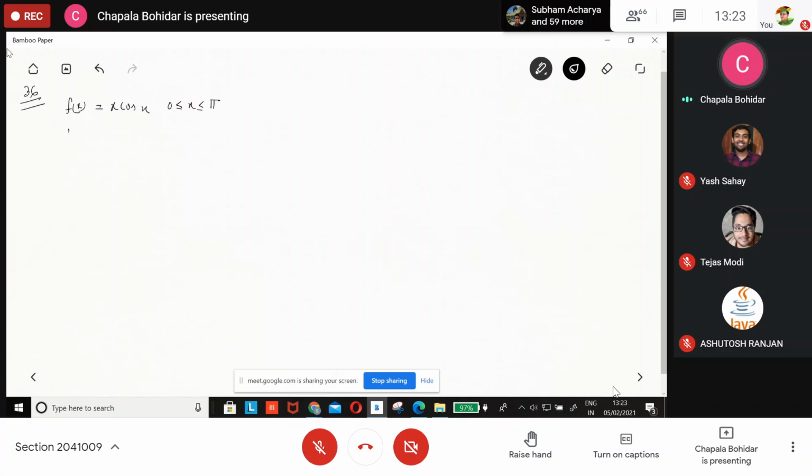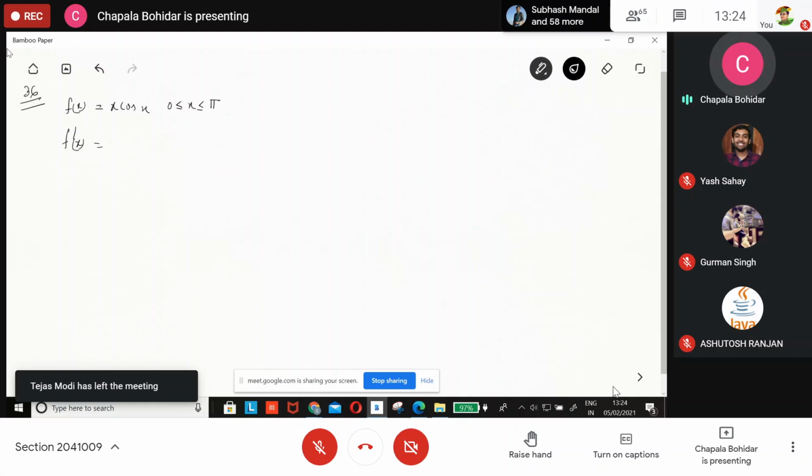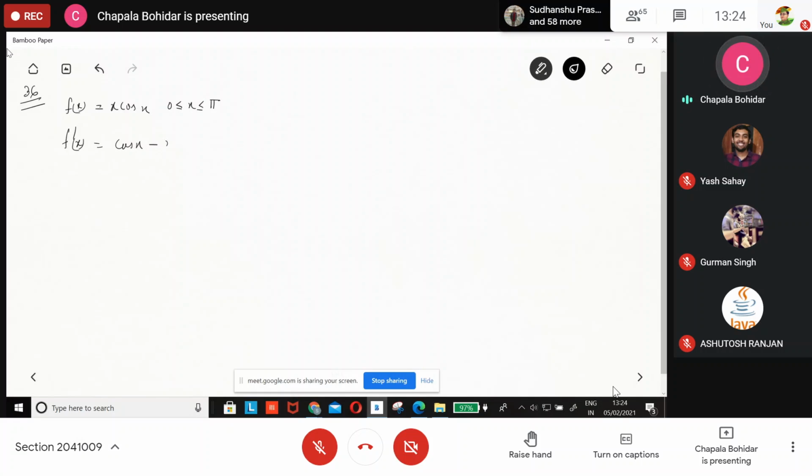Find out f dash x. It is your cos x, then minus x sin x. Okay? F dash x, then we put it 0, then only we find out the value of x. Is it possible to find out the value of x in the usual way?